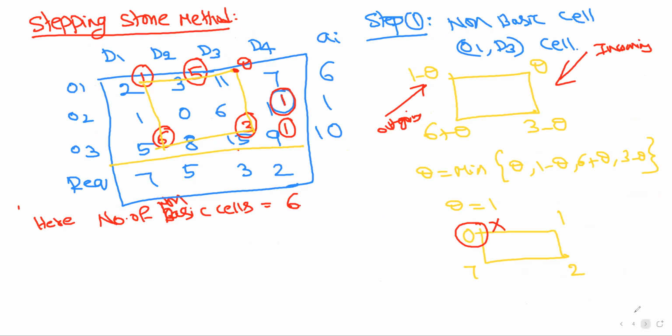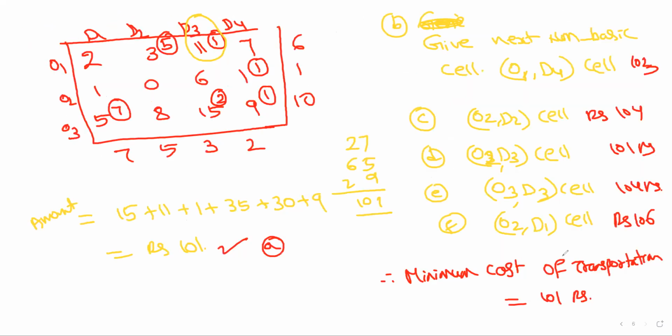Then we have to change the values. Then remove the cell which is getting out and find the amount. How much you got? 101 rupees I got. Similarly, for all non-basic cells, we have to do it. Some cells' amount will increase and some will decrease. Among all these cases, we have to find the minimum cost of transportation. What is the minimum cost of transportation? 106 rupees. Okay.